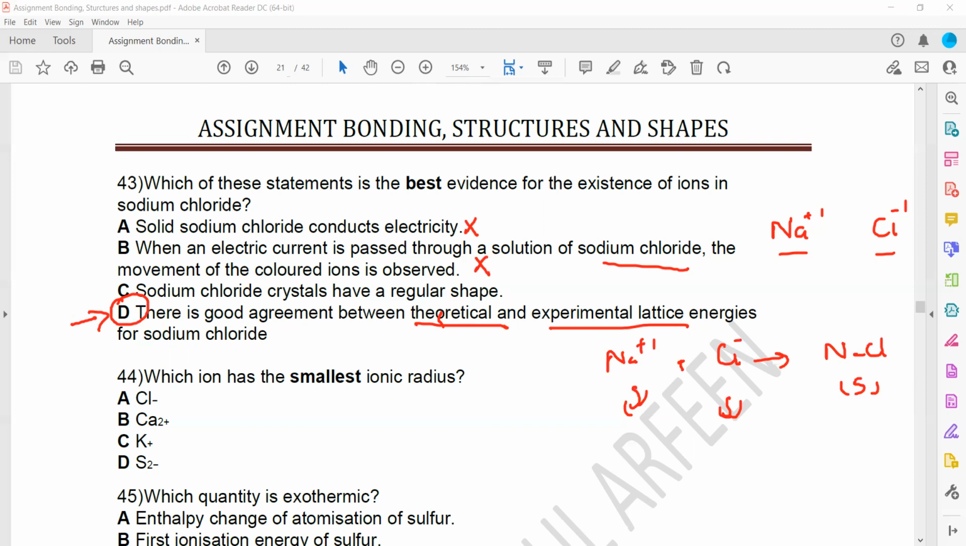So why is it not C? C also is having crystals, and ionic compounds do have crystals. But the thing is, sodium chloride crystals have a regular shape. For example, diamond is also having a regular shape. But that does not give evidence that it is an ionic compound. The shape of a substance cannot decide its intermolecular force or type of bonding. So ionic compounds have a regular shape, but other substances like covalent compounds, giant covalent structures also have a regular shape. So regular shape is not evidence of the existence of ions.